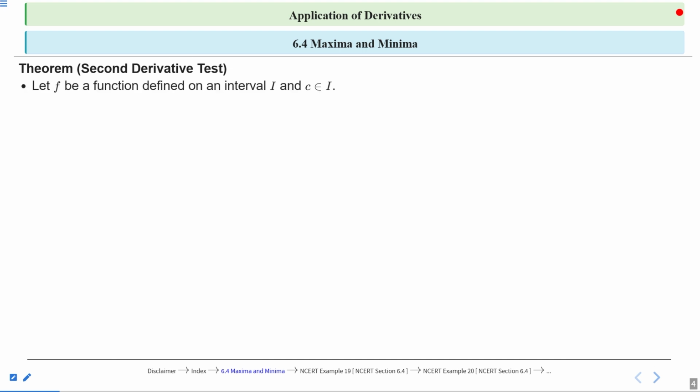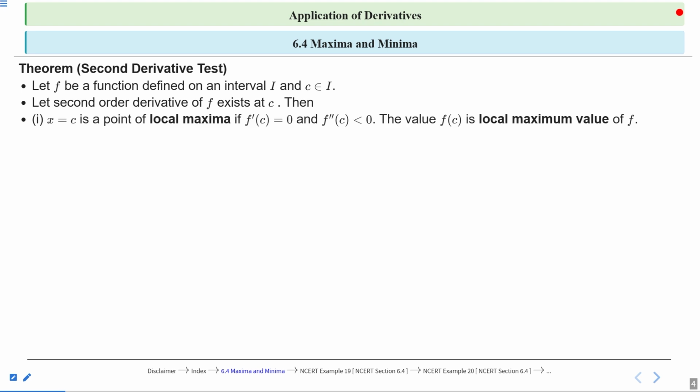Let f be a function defined on an interval I and c belongs to I, right? Let second derivative of f exist at c, then first, x equal to c is the point of local maxima if f dash c equal to 0 and f double dash c is less than 0. The value f of c is the local maximum value of f.